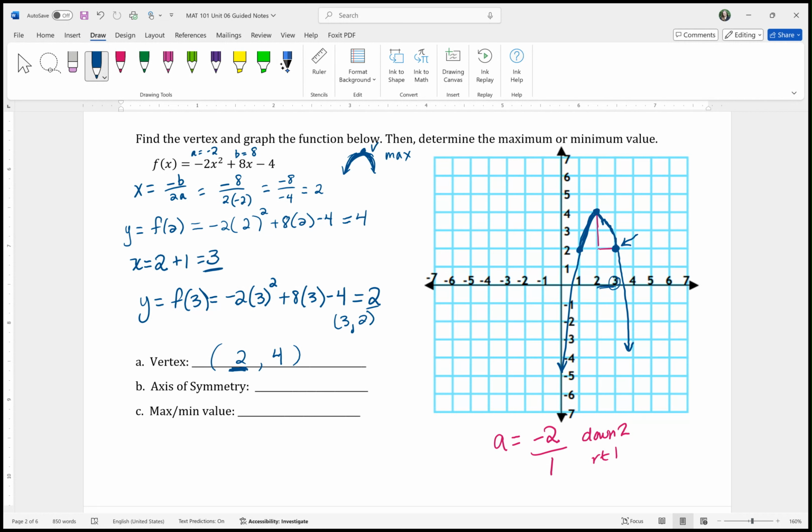So it really doesn't matter which way you do it. You're going to get the same point. Okay? Hope that was a little bit helpful there. I don't care which way you do it. Pick one. All right. Axis of symmetry.